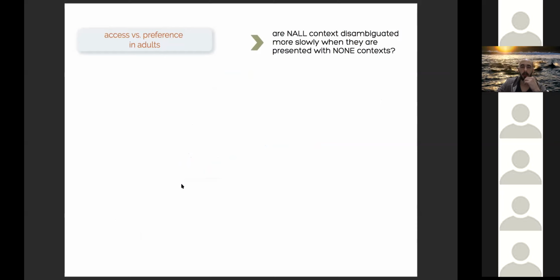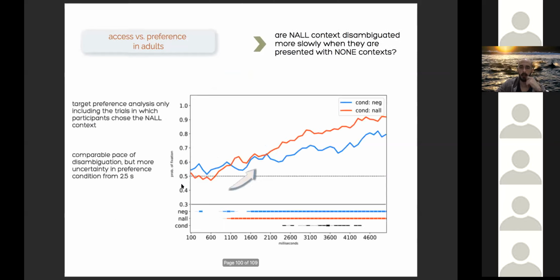Okay, so what about the preference condition? I haven't told you a lot about the preference condition in the online data. So I just want to show you briefly what happened, and then we can talk about that together. This is a target preference analysis where we only included the trials in which the participant chose the null context. If you remember, in the preference condition, which we dub neg here, the blue line, you have to choose not between a false scenario and the true scenario, but between two possibly true scenarios: one supporting the implicature and one not supporting the implicature. And then we said, okay, let's only keep the trials where actually people chose the null context.